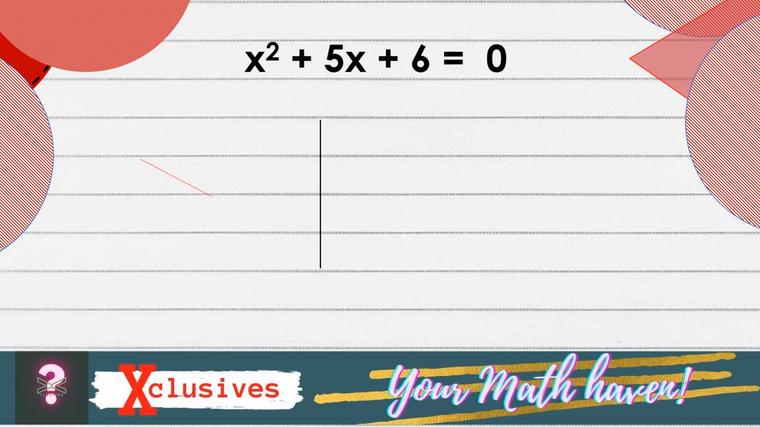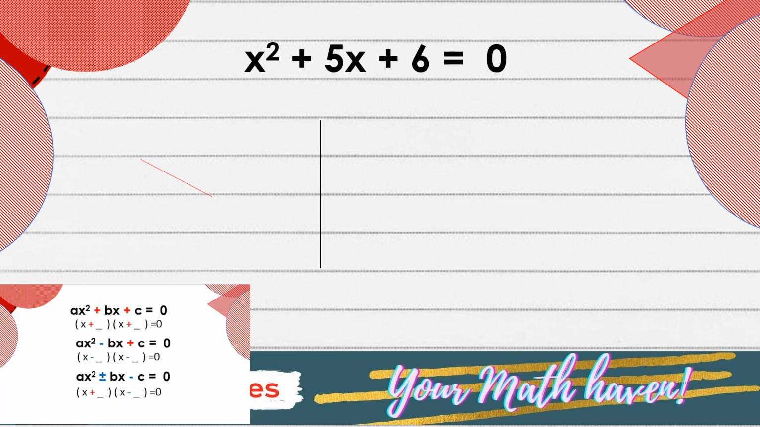Now, let us have our second example. Given x squared plus 5x plus 6 is equal to 0. Now, looking for the pattern again, our b is positive and our c is positive also. So our pattern is positive and positive. So we're going to have x plus and x plus.